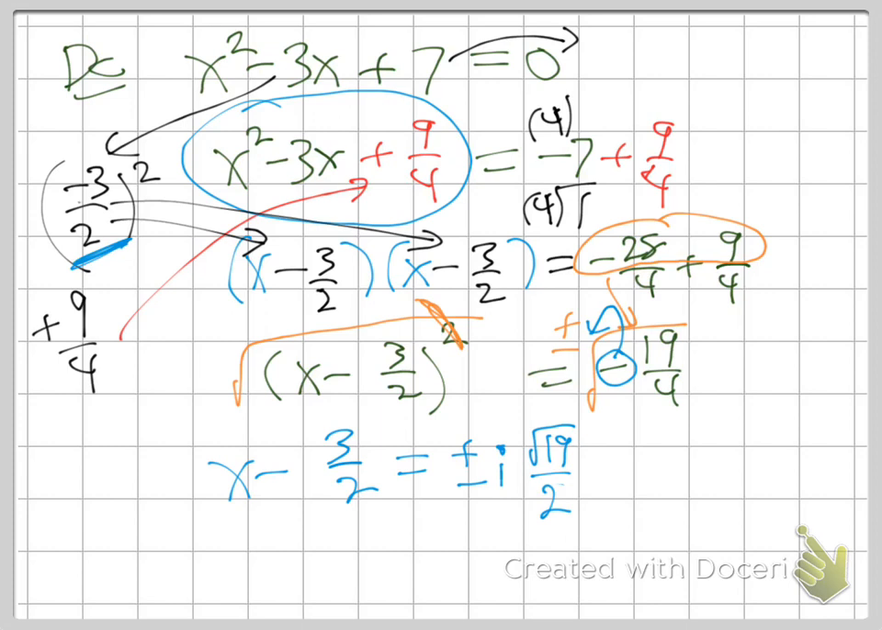Last step. Jump over the negative 3/2, becomes a positive 3/2 on the other side. We're done. Just jump it right to the front. We'll be fine. So it's 3/2 plus or minus I root 19/2. Did it, done it. It's over. We completed the square. So that'll be the very first question I hand you on Monday. All by itself, just to show me that work. Is that good? Questions on that one?